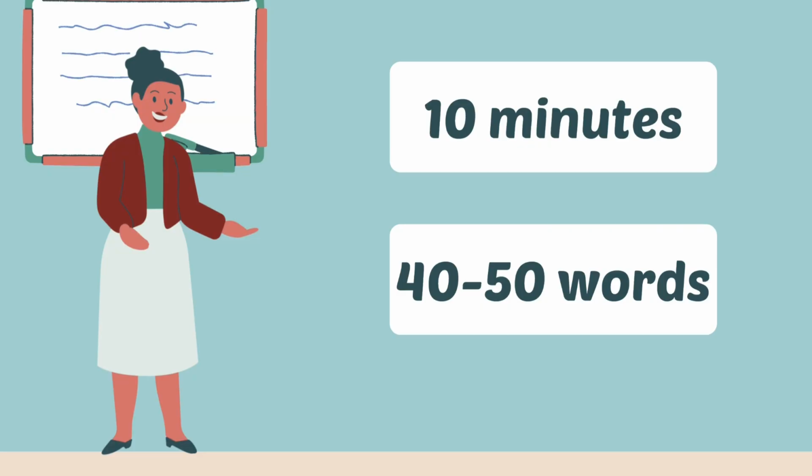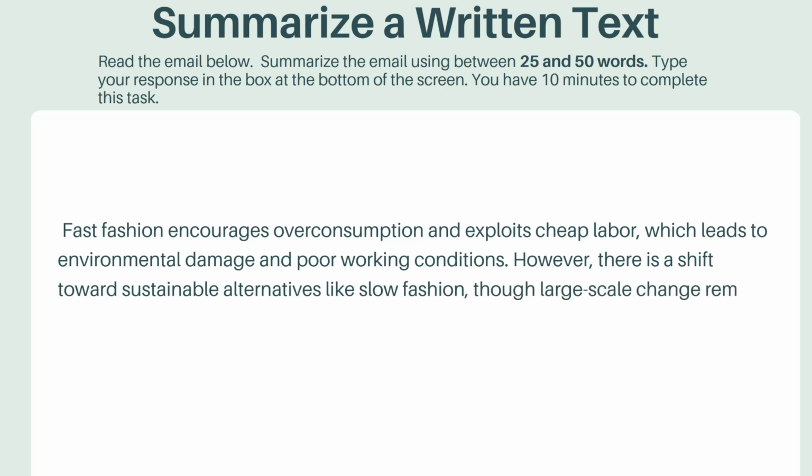Quick tip, it says 25 to 50 words, but all students who get a 90 out of 90 for this section are writing between 40 and 50 words. So we can understand that in order to get a high score for summarize a written text, we need to be writing at least 40 words. Now, that's not just a random number. It takes at least 1 to 2 sentences in order to write a full summary.